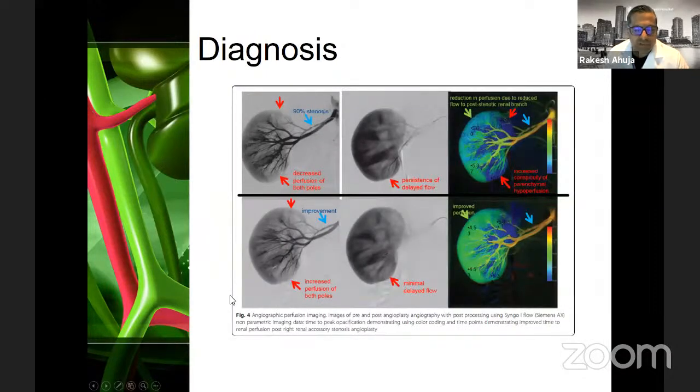These are, again, images from the QDSA, images of pre and post angioplasty angiography with post-processing using Syngo iFlow from Siemens, non-parametric imaging, the time to peak opacification, demonstrated using color coding. Again, this is the color coding, in which green signifies significantly improved perfusion as compared to the blue, which demonstrates improved time to renal perfusion post right renal accessory stenosis angioplasty. Here is the stenosis. Here is the angioplasty, post angioplasty, significantly improved perfusion.